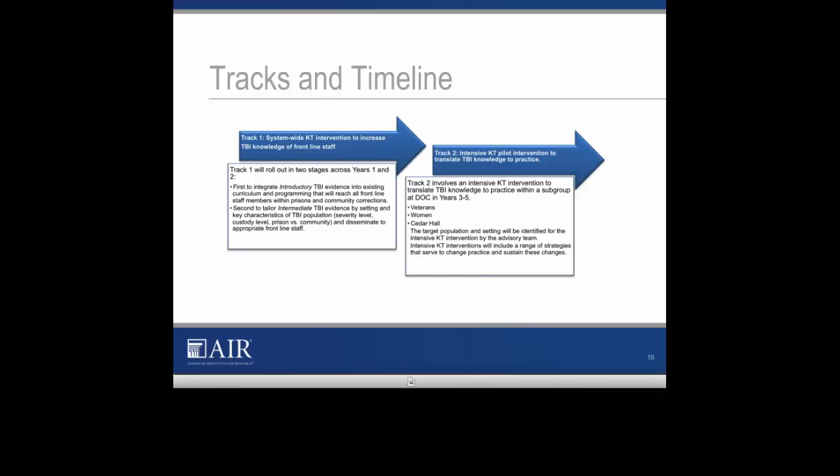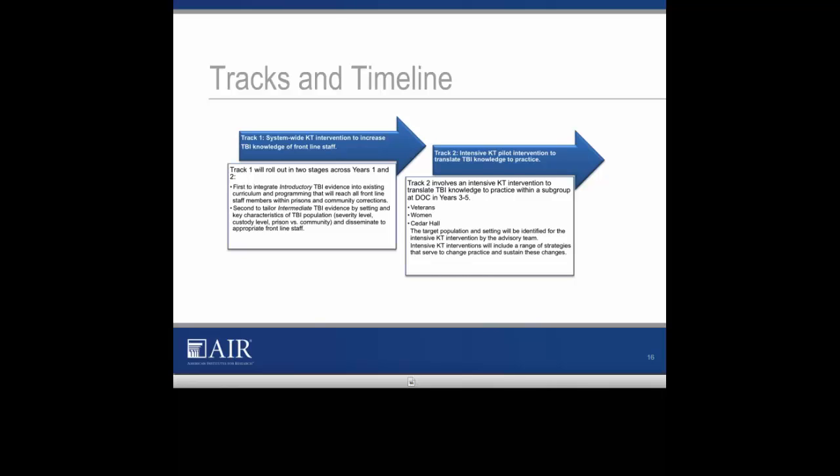The first track is really more a system-wide knowledge translation intervention that will help increase knowledge of frontline staff, and that was intended to be something we do in years 1 and 2, where we first integrate introductory TBI evidence into existing curriculum and programming, and then later focus on more intermediate and advanced TBI information.